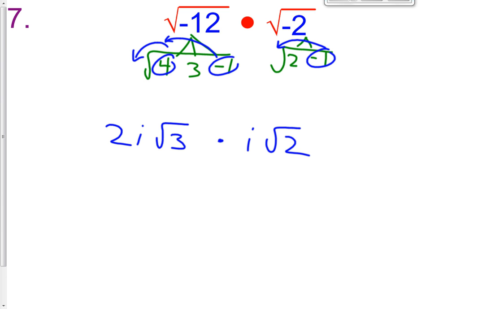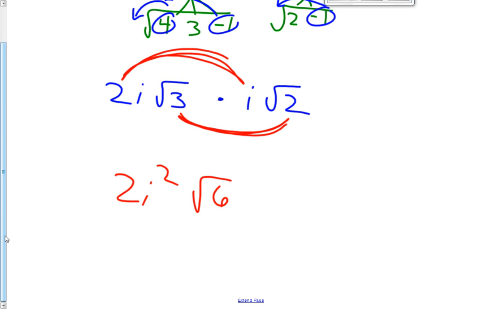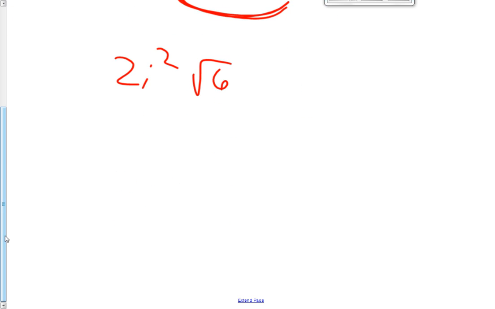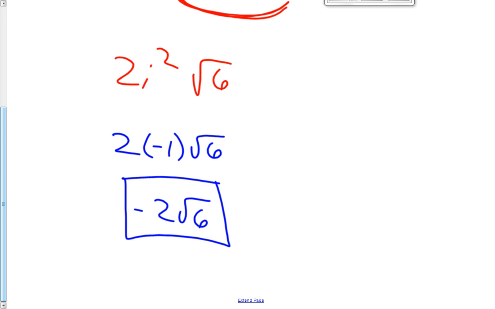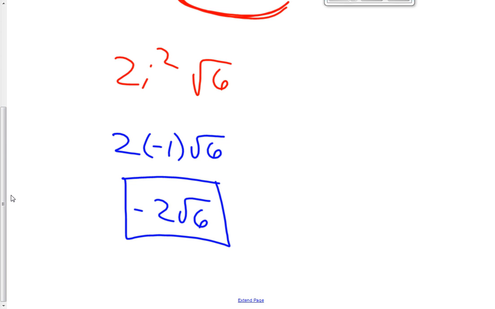Now I multiply these two together. I'm going to multiply the coefficients by each other, and I'm going to multiply the radicals by each other. So 2i times 1i is 2i squared, and square root 3 times square root 2 is square root 6. You see i squared. Whenever you see an i squared, you can't leave it like that. You've got to replace it with a negative 1. So it's 2 times a negative 1 times the square root of 6. Our answer is a negative 2 square root 6. There's our answer for problem number 7. Negative 2 square root 6.